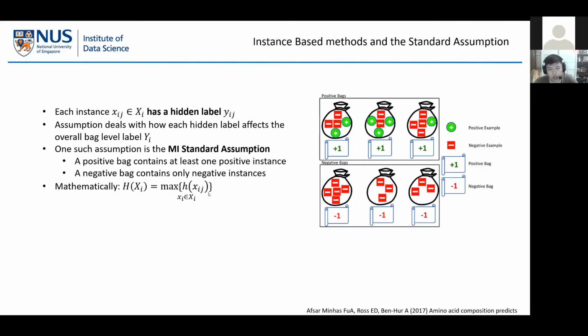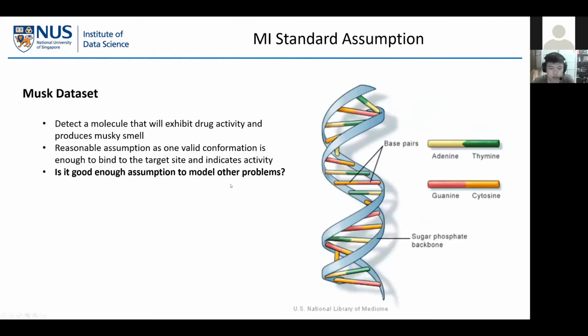So we can think of this as having an instance classifier small h that will take in all the instances and predict some probability of whether each is positive or negative. And to classify the bag as a whole, we just take the maximum of all these instance probabilities.